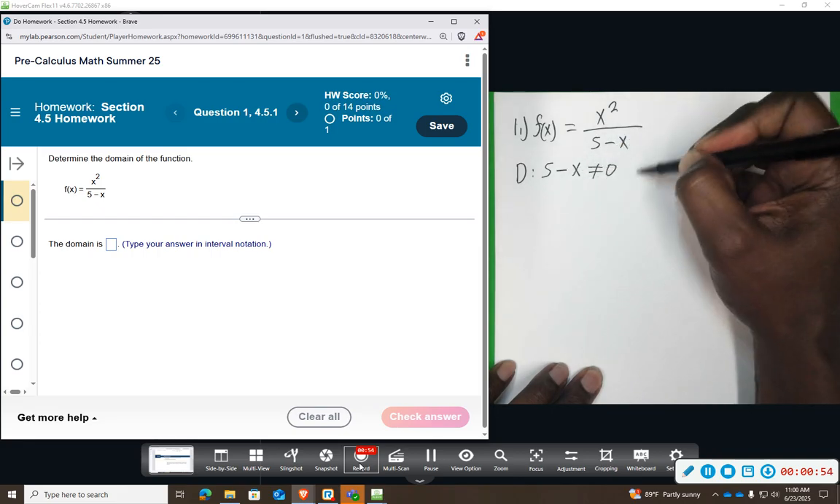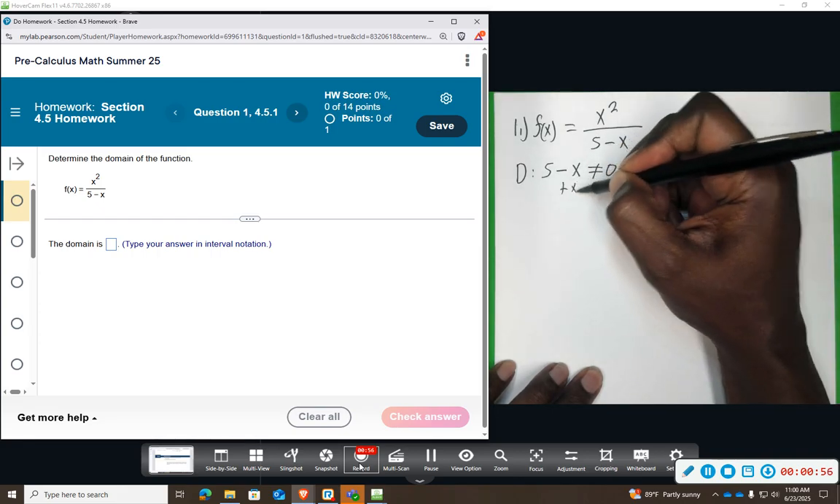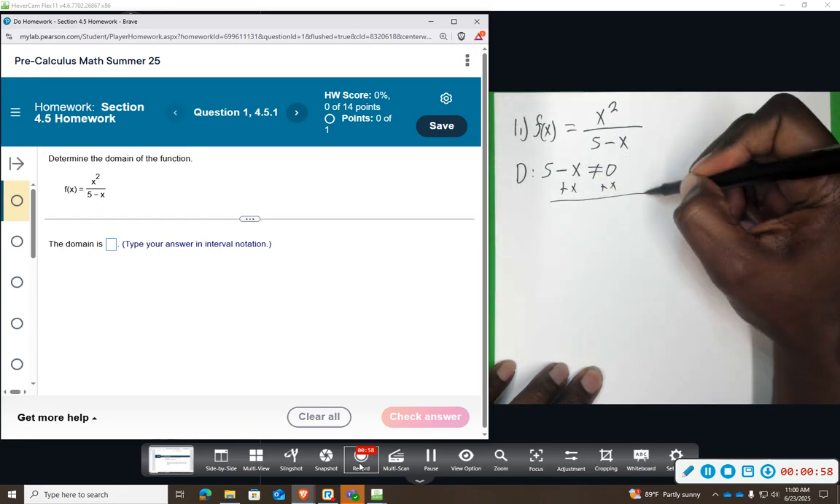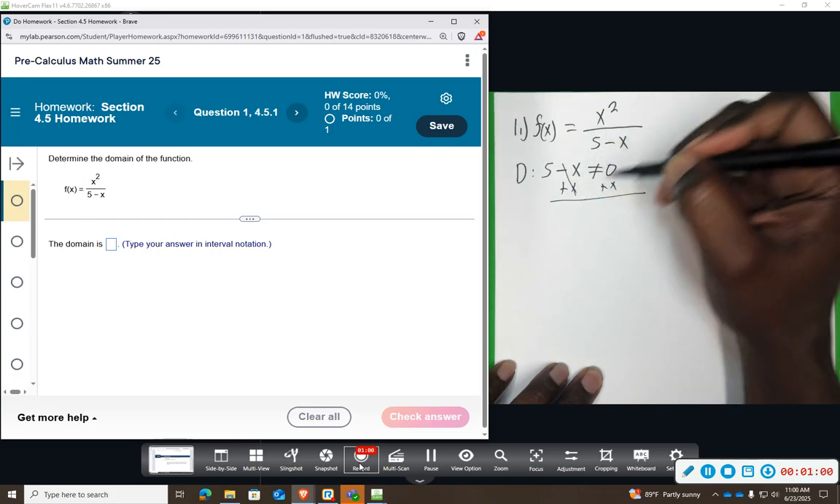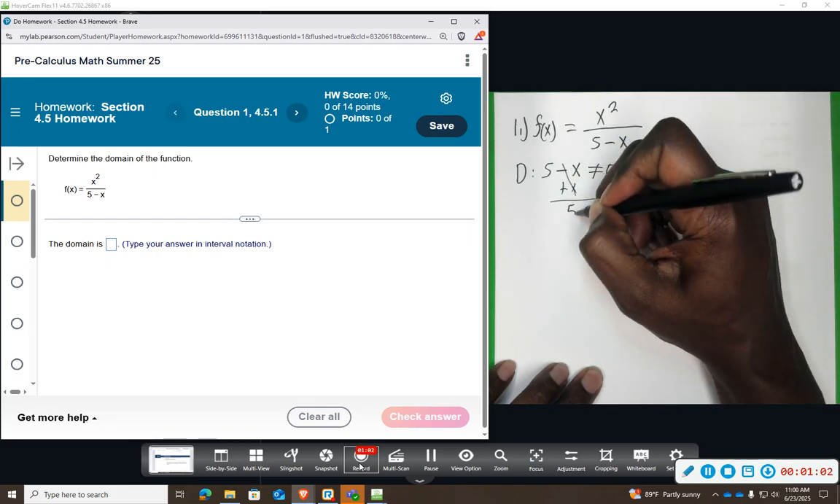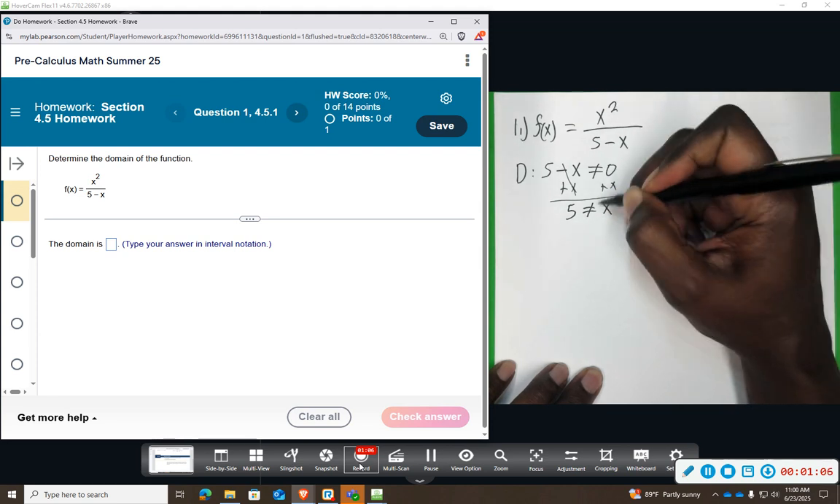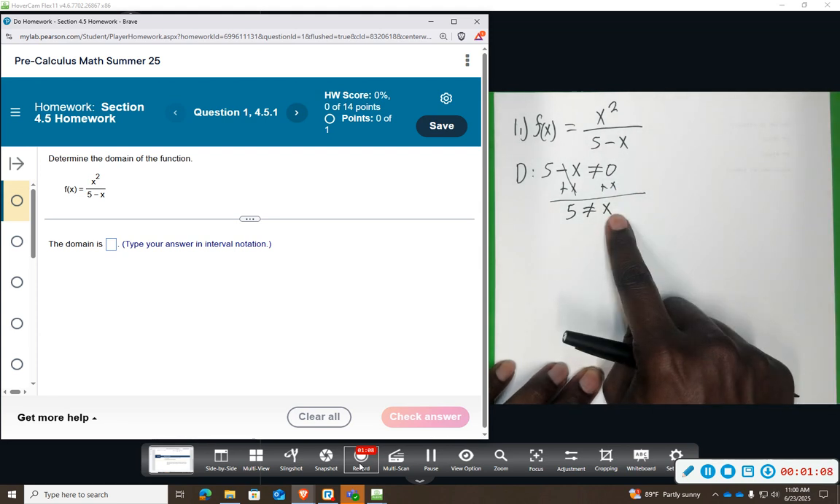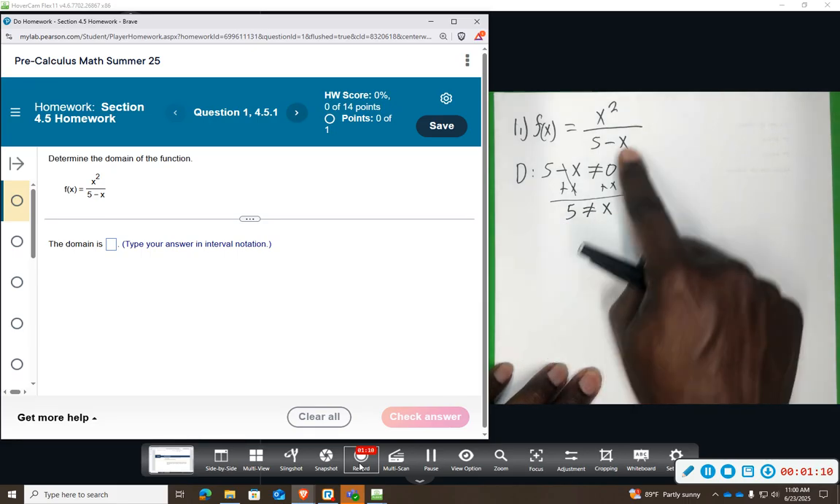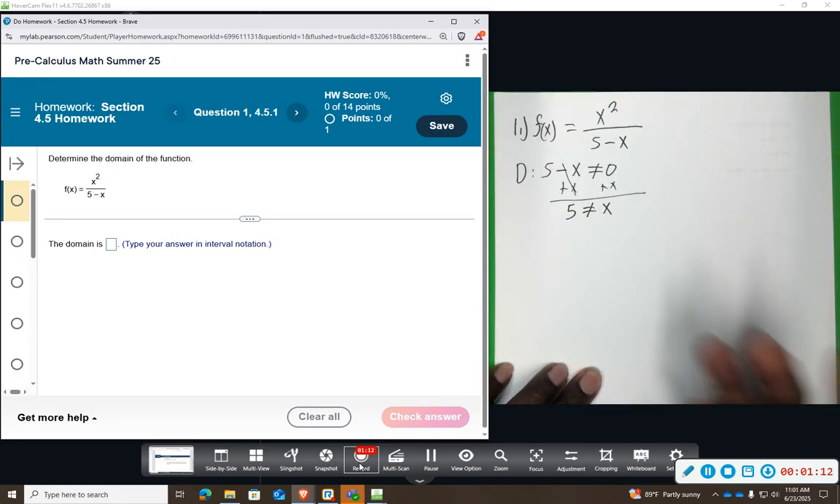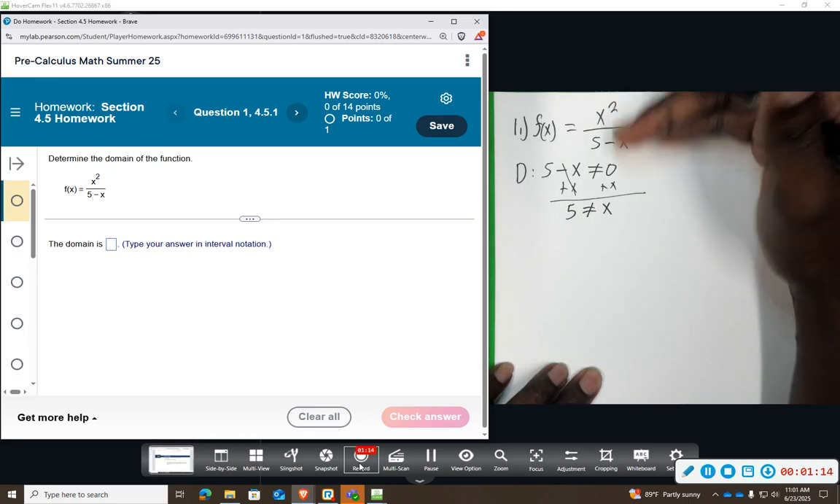If I add x to both sides, this will cancel out to 0, so I'll be left with 5 cannot be equal to x, or x cannot be equal to 5. So basically that says if the bottom is 5, we get a 0 in the denominator, and that will cause a problem.